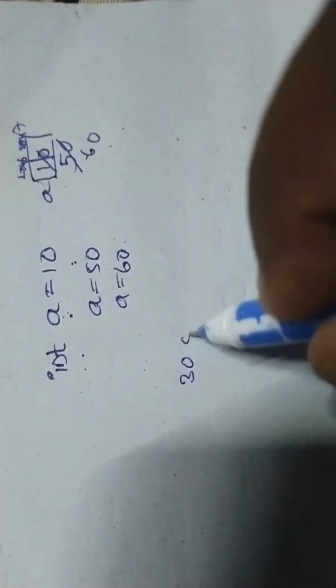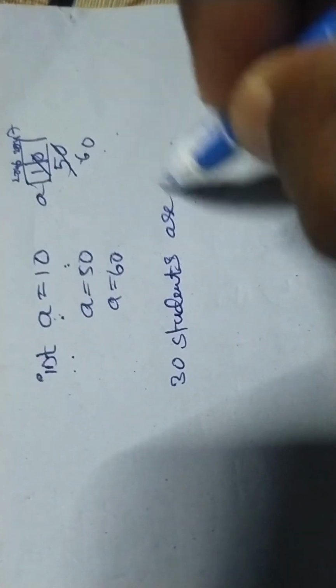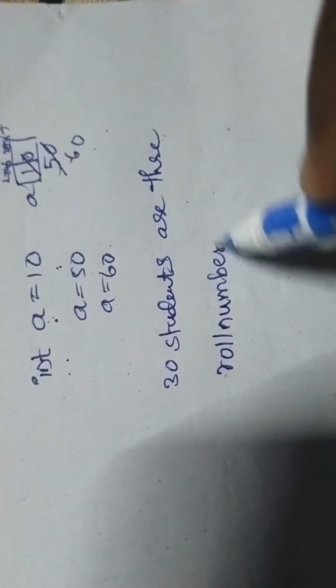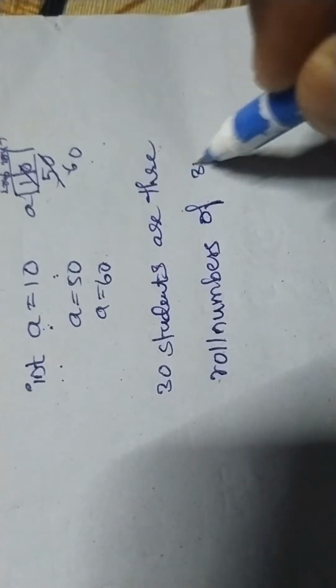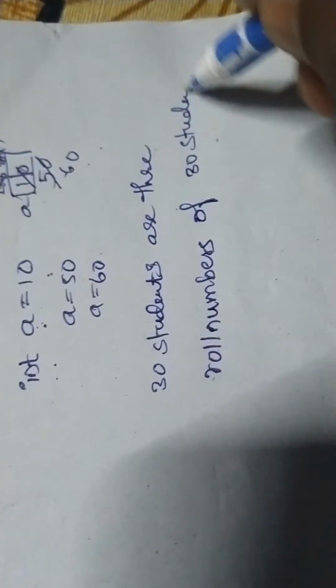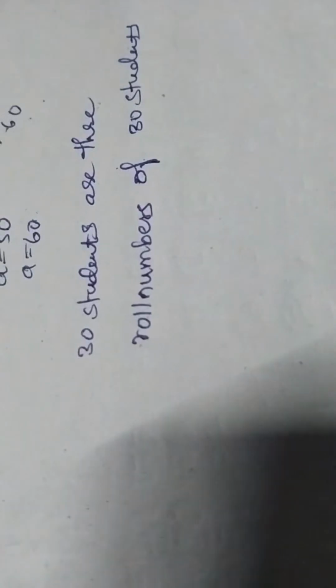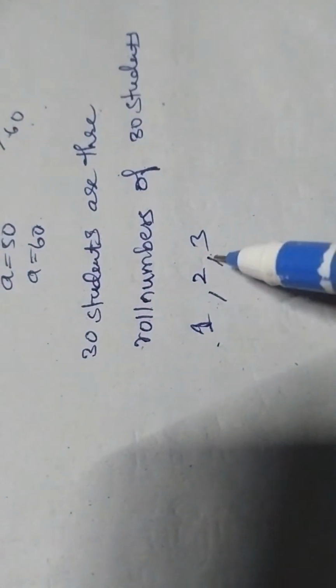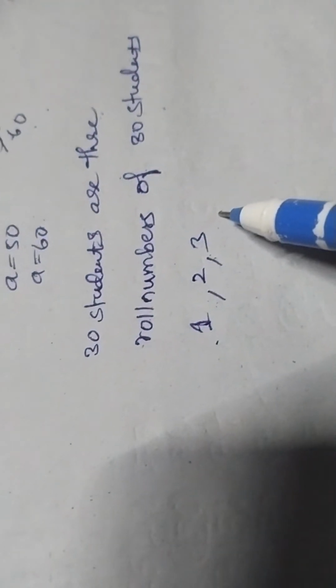For example, 30 students are there in a class. I want to store the roll numbers of these 30 students. How can I store these roll numbers? For example, the first student's roll number is 1, the second student's roll number is 2, the third student's roll number is 3. Like this, I want to store 30 values.